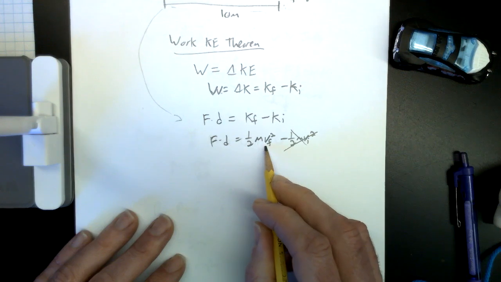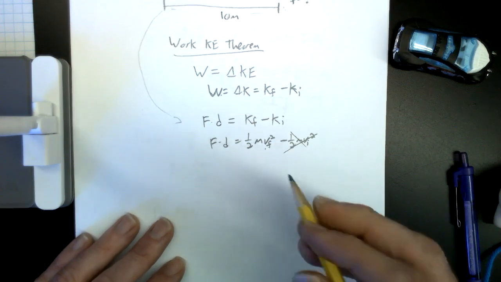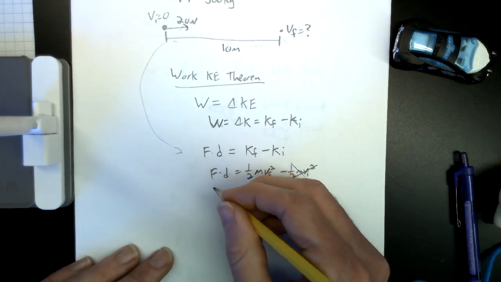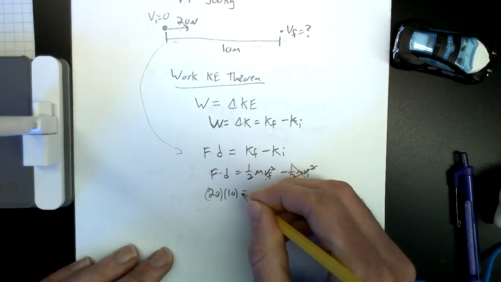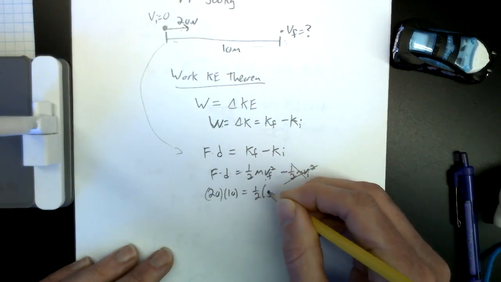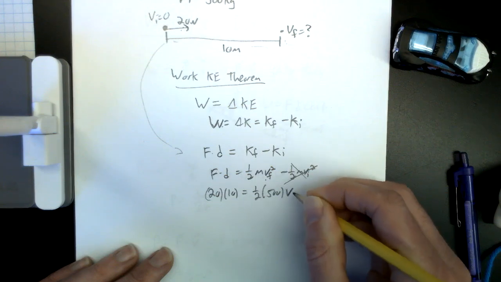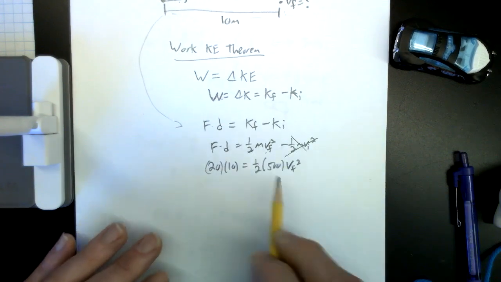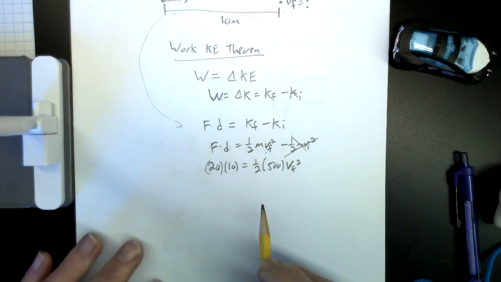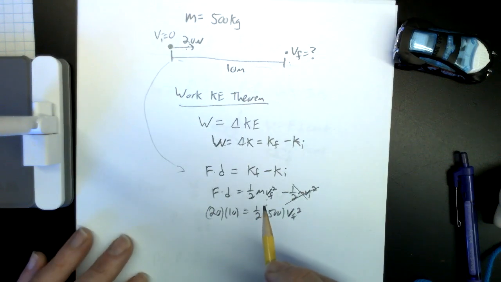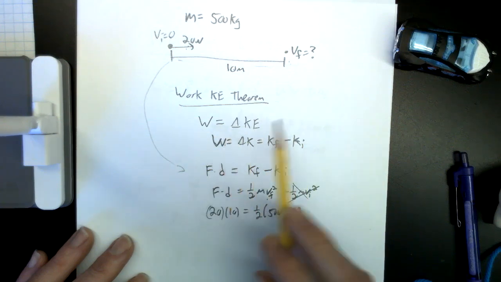So now I can pretty easily figure out what my final velocity is, plugging in some numbers. I've got 20 newtons times 10 meters for my distance, equals 1/2 times 500 kilograms times my final velocity squared, and whatever that turns out to be in terms of the numbers, I don't really care. So once again, it's just a different way of thinking about solving problems using energy instead of using forces.